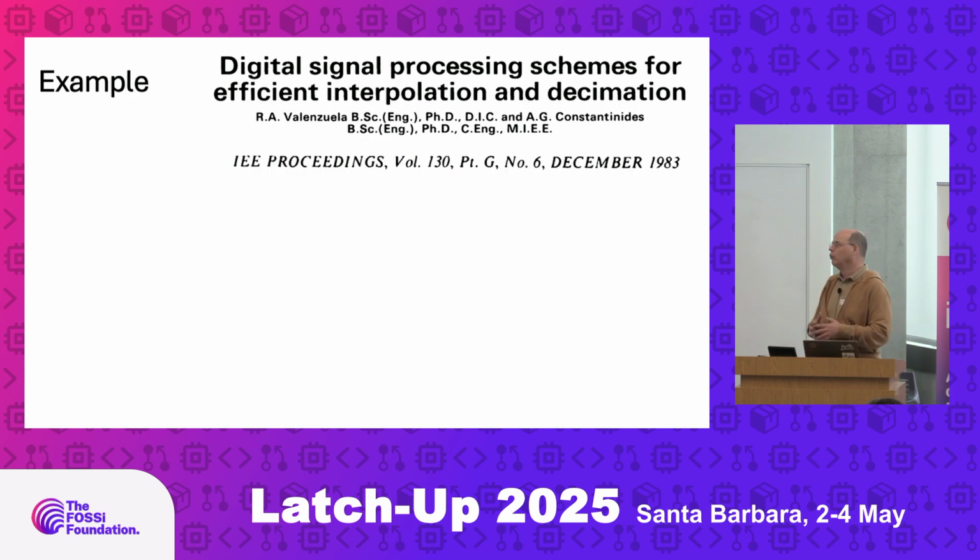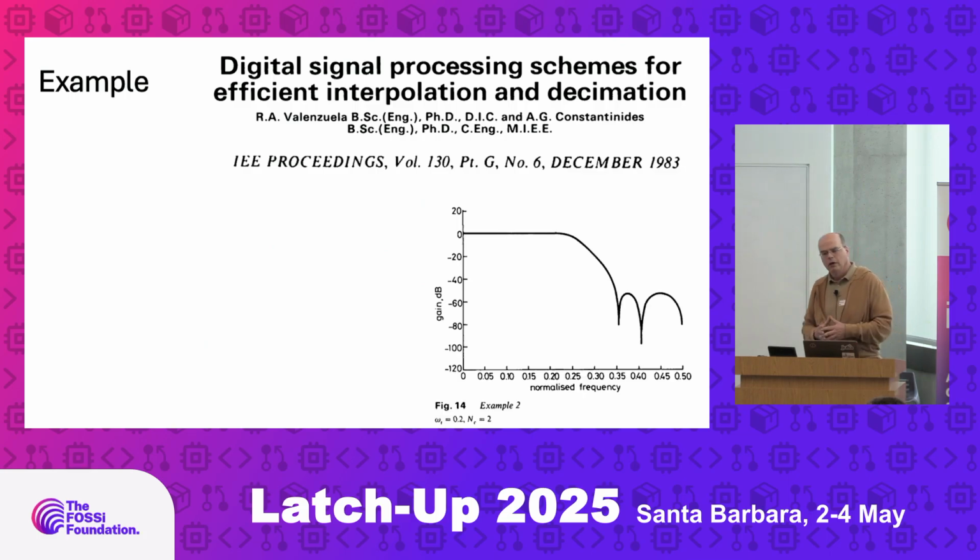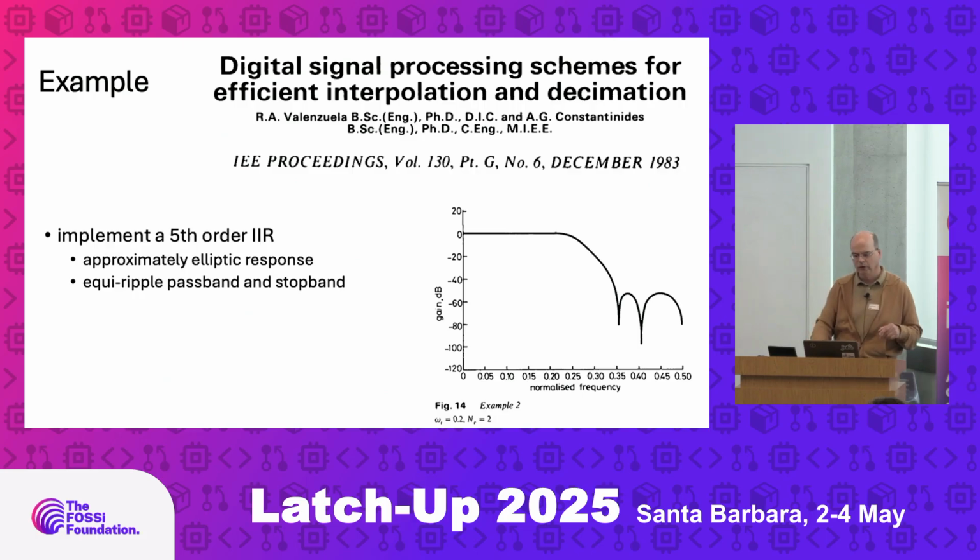So as my example, I'm going to talk about, this is an old paper, but it's a really good paper. And basically, it's describing ways of designing really efficient filters, high pass, low pass, with special properties ideally suited for interpolation and decimation. And so we're going to implement a fifth order IIR filter. The details here are not important. It's just a really nice example that I've chosen.